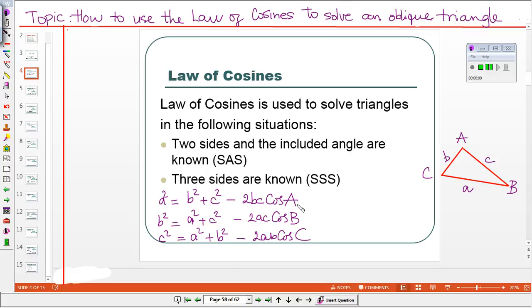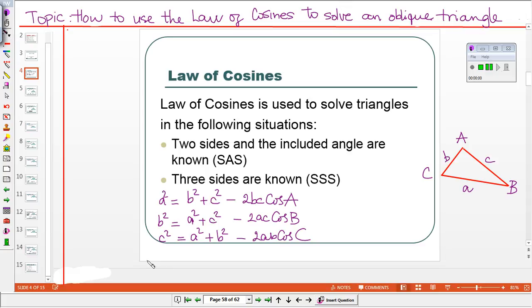So this is the law of cosines. A squared equals b squared plus c squared minus 2 times b times c times cosine of the angle A, or you can do b squared equals a squared plus c squared minus 2 times a times c times cosine of the angle B, or c squared equals a squared plus b squared minus 2 times a times b times cosine of the angle C.